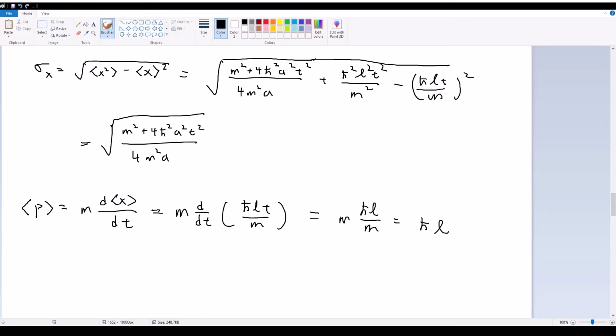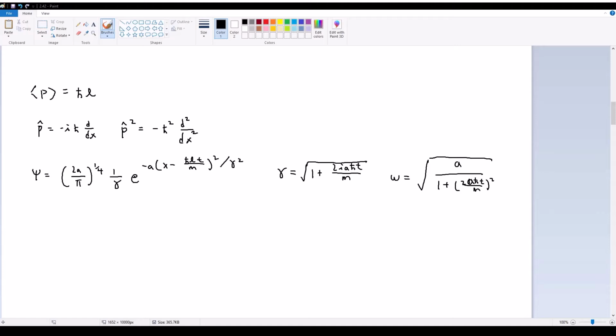At this point, unfortunately, we can't do the same thing for p squared. So for p squared, we are going to have to calculate it manually. Once again, a very painful expression. So let's do that next.